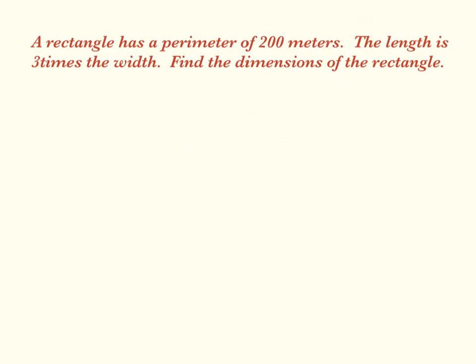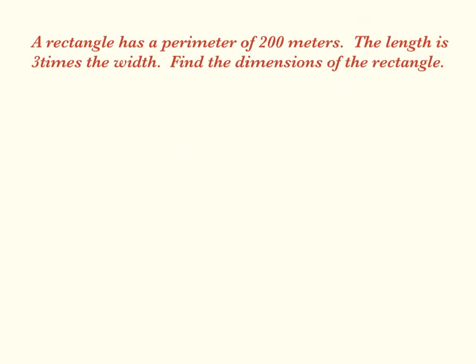Okay, we want to try a word problem. So we're going to use that same being able to relate using our own words. We'll define the variables. We'll write the equation this time rather than just writing an expression. So we have a rectangle with a perimeter of 200 meters. Okay, stop and think. What does perimeter mean? If you remember, perimeter is when you add up all the sides. Okay? Now, what else did they tell us? The length is 3 times the width.